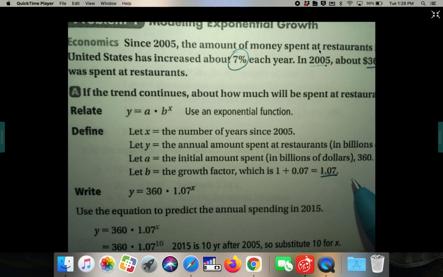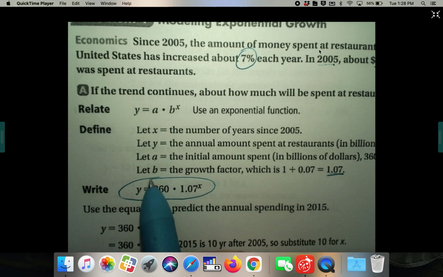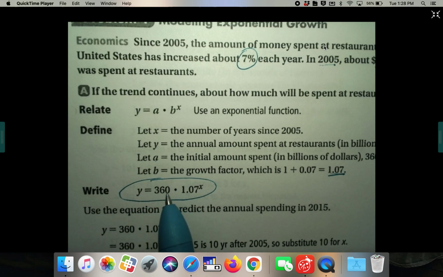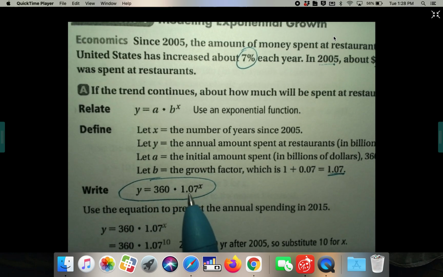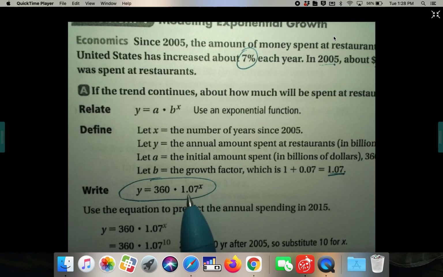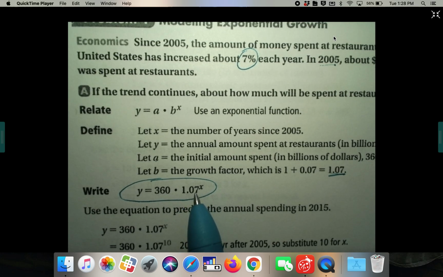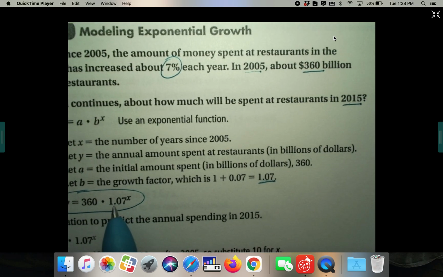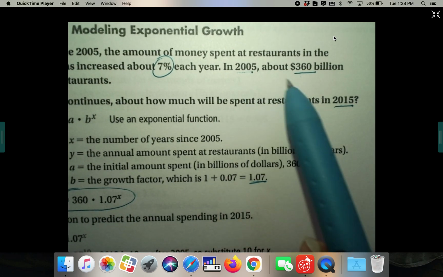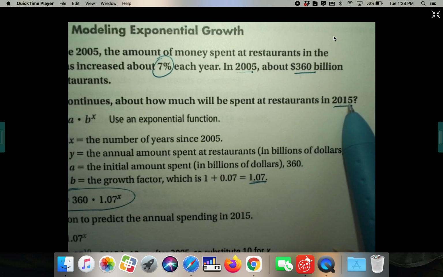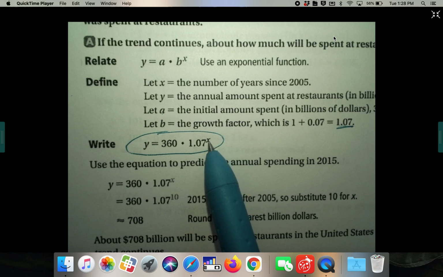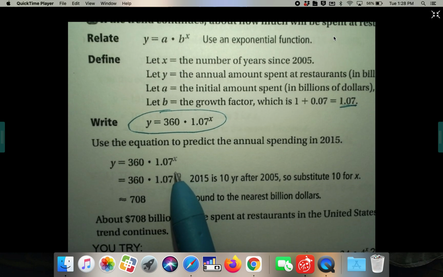So then you put it all together, and they have written out this equation for you. So it's y, which is our total amount, equals 360, which is our starting billions, times here's our growth rate. It's 1.07 because it's going to grow 7%. Okay, and we know what we're going to plug in for x. We already talked about it. It's the difference between 2005 and where we're at now, supposedly, and that would be 10 years. So we're going to plug in 10 for x, which they've already done down here for you.